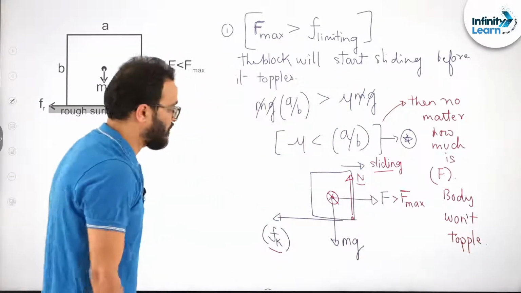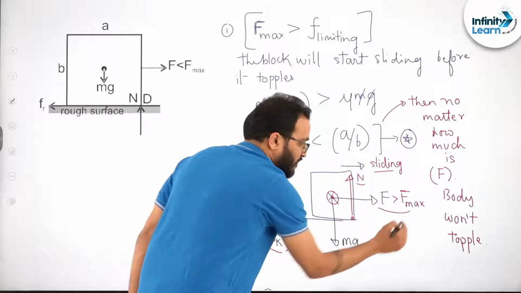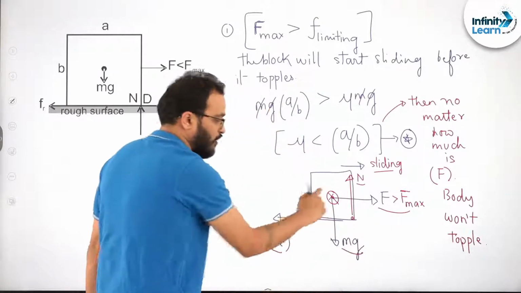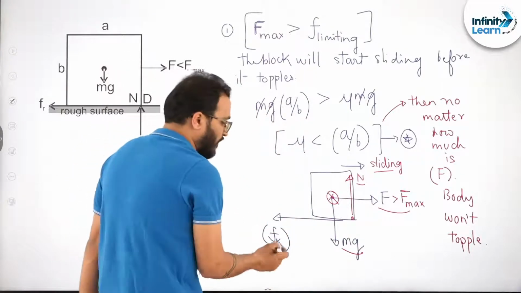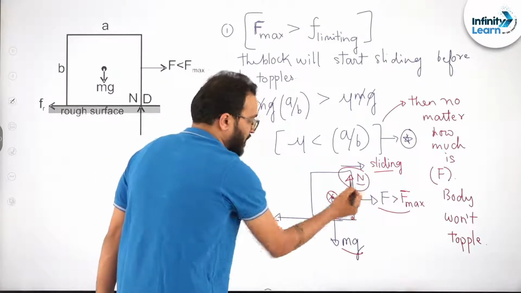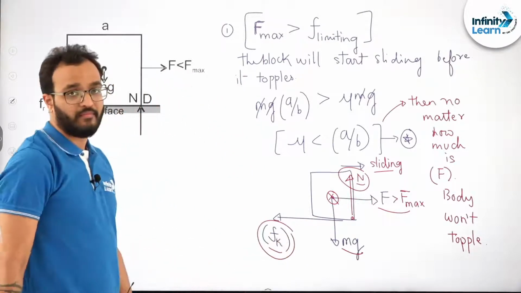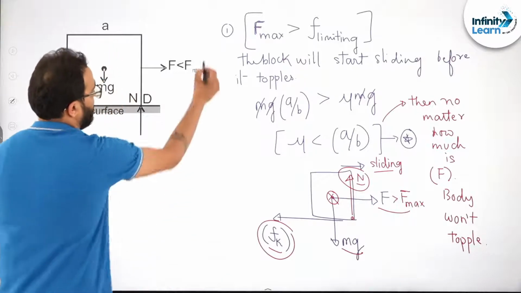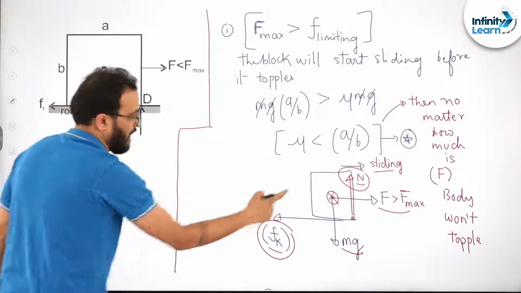Why am I saying this? Because right now the torque of this force and this mg is zero about this point. So the balancing of torque is done only by the normal force and this friction. Can you see that? The balancing of torque is done only by the normal force and this.